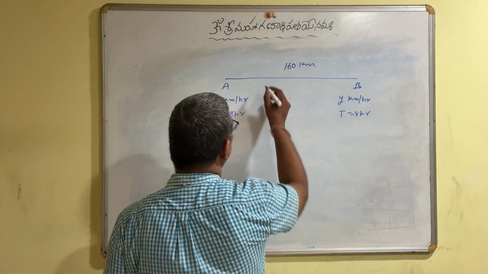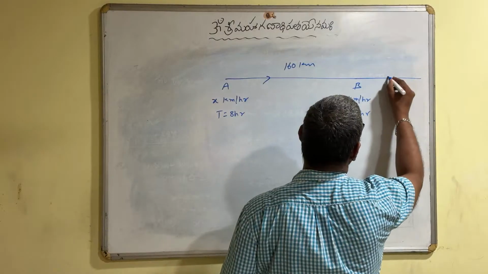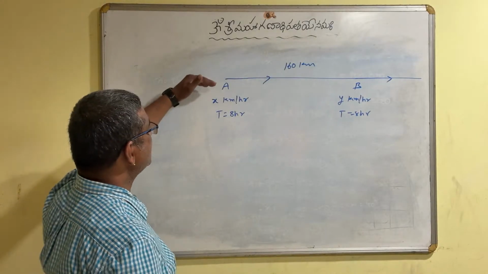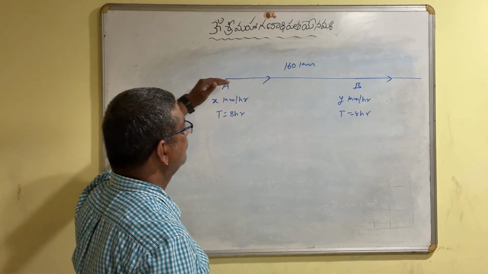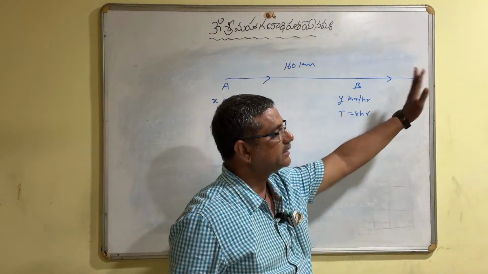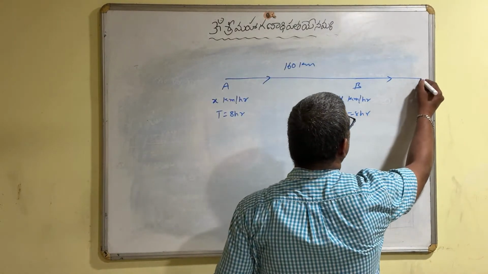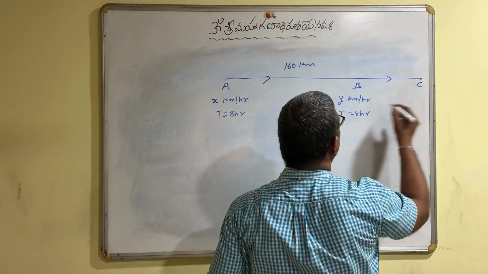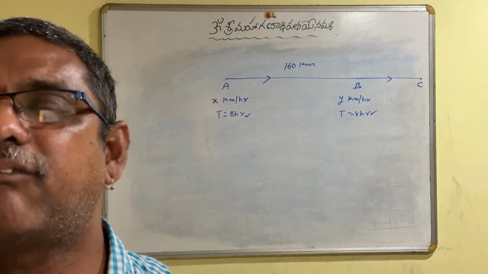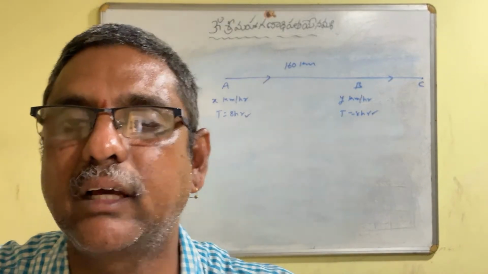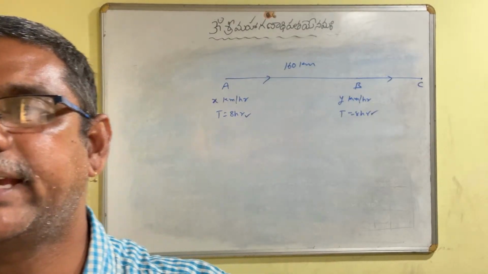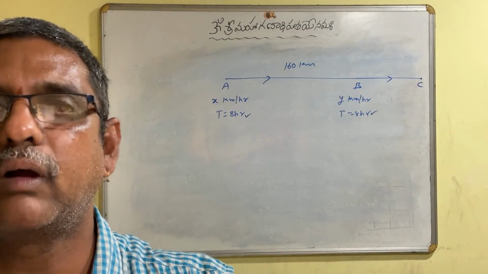Now, both are traveling in the same direction. So, car starts from this A, goes like this, and the car starts from B, it also goes like this only, and they will meet at a point C after 8 hours. Try to understand the question properly. One car starts from A, the other car starts from B.